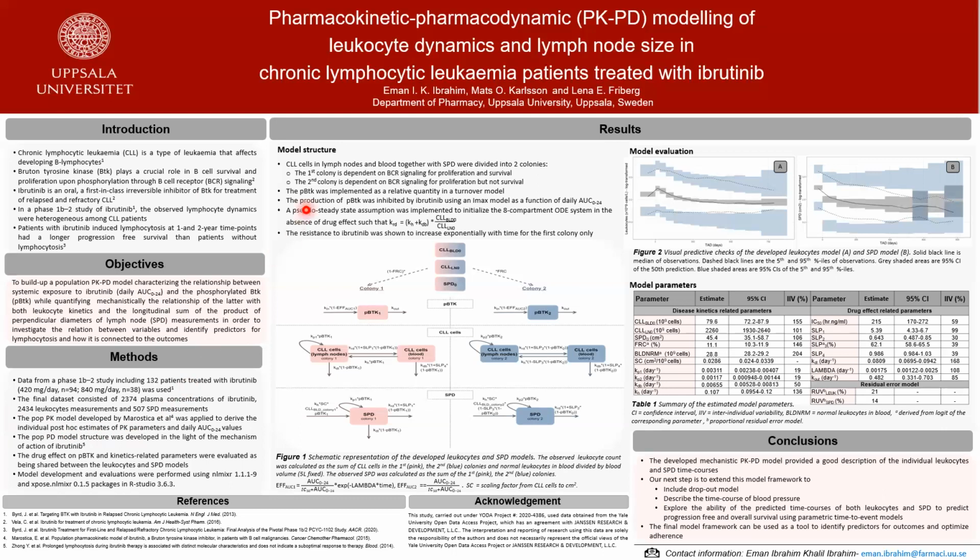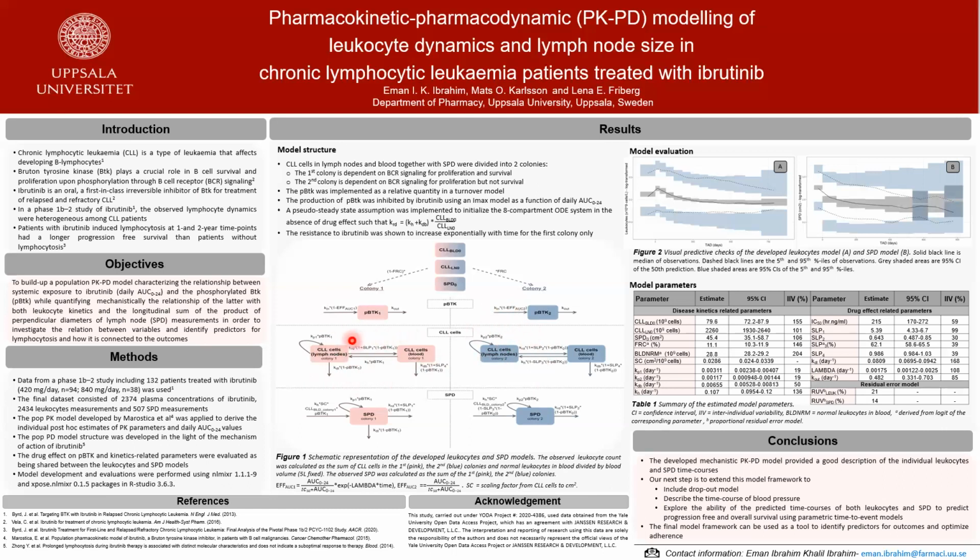So let's have a look together at the model structure. The phosphorylated BTK was implemented as a relative quantity in a turnover model where its production was inhibited by ibrutinib using an Imax model as a function of the daily AUCs. The CLL cells in lymph nodes and blood, together with the SPD, were divided into two colonies, where the first colony is dependent on BCR signaling for proliferation and survival, while the second colony is dependent on it for proliferation but not survival.